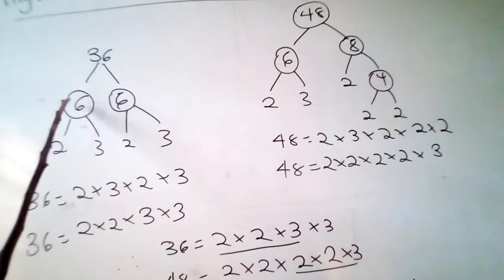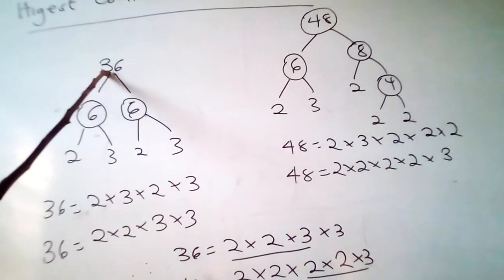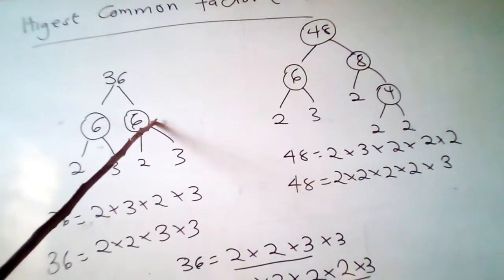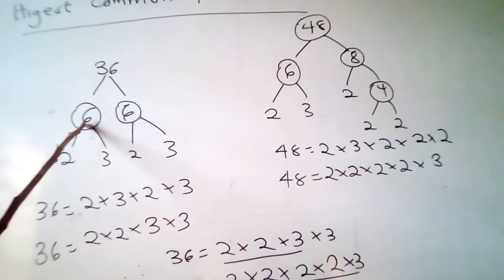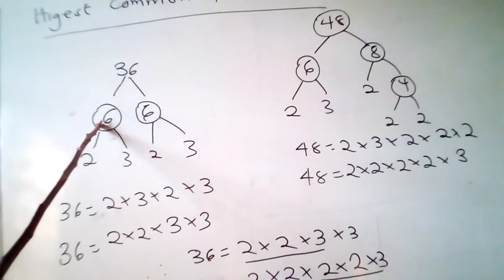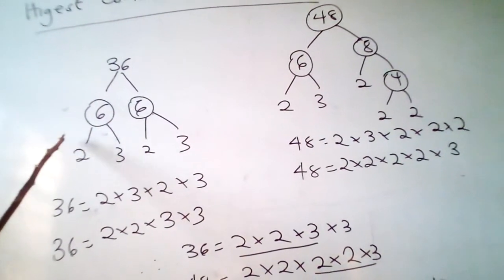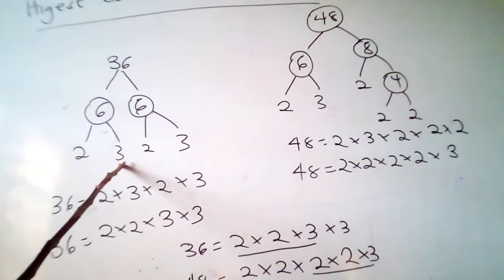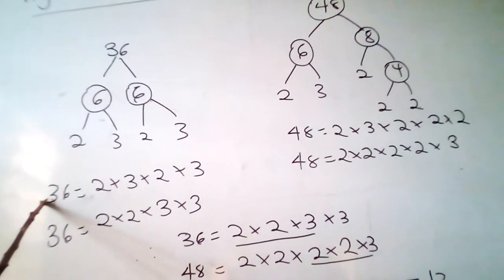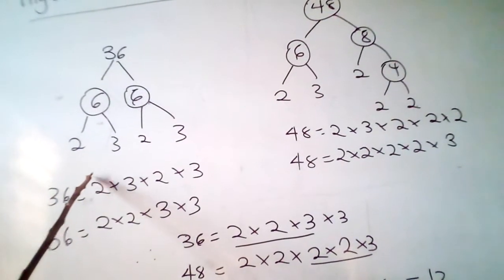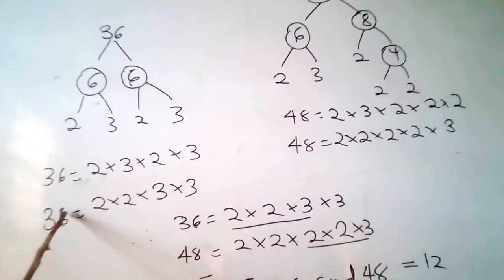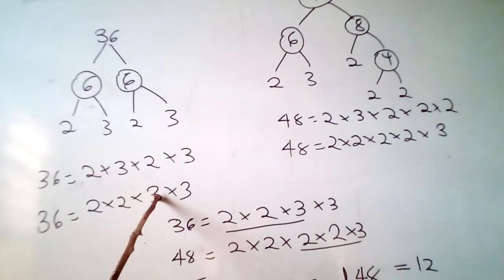When you have 36, you look for a number which can go into 36. 6 can go into 36 6 times. Then a number can go into 6. Which number is that? 2 can go into 6 3 times, and then 2 can go into 6 3 times. So the factors of 36 are 2 times 3 times 2 times 3. If you rearrange them, you get 2 times 2 times 3 times 3.